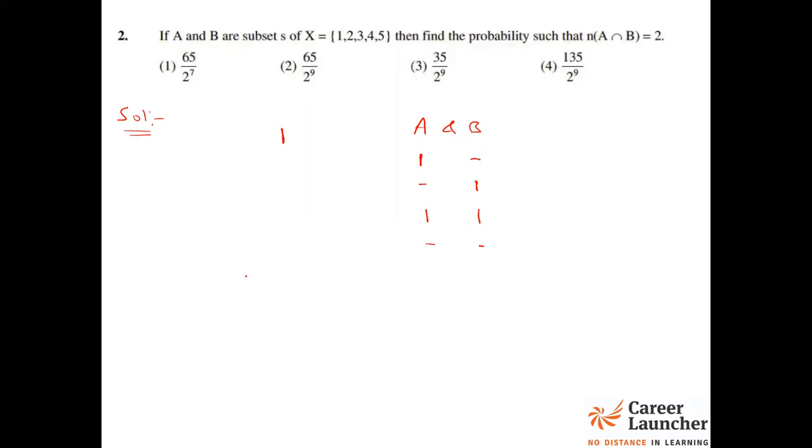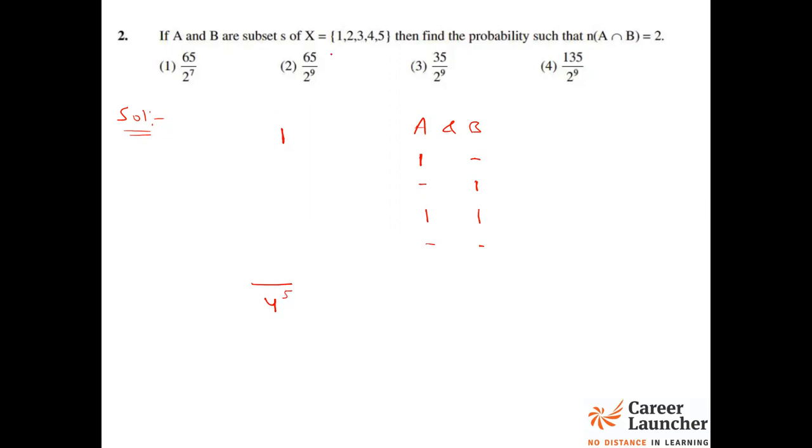So each element 1, 2, 3, 4 and 5 can be used in 4 ways to form the two subsets A and B. There are total 5 elements. So all the 5 elements can be used in 4 power 5 ways. This will be the sample space.